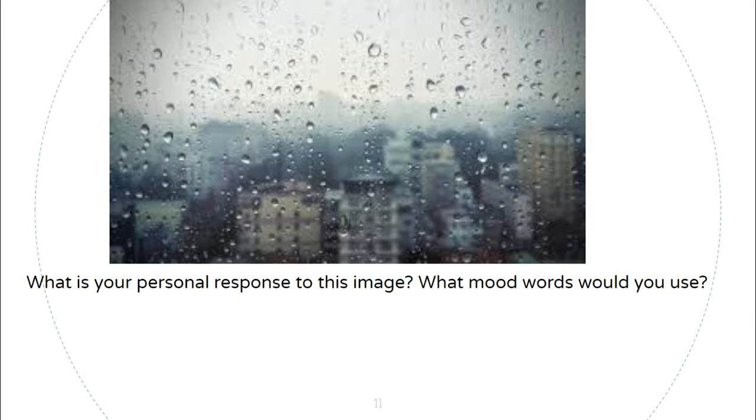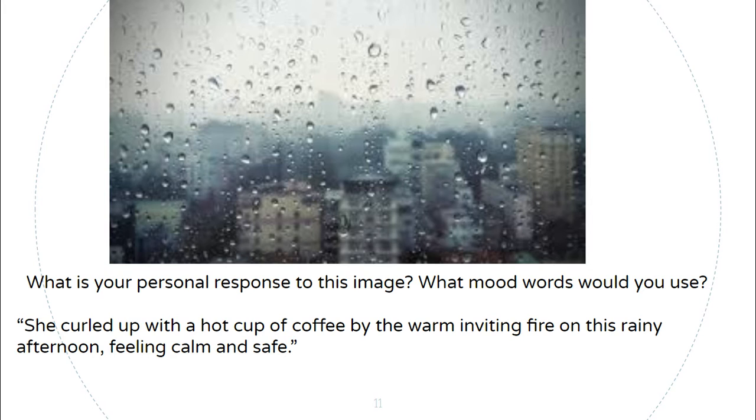So let's give it a try. What is your personal response to this image? What mood words or tone words would you use? So some people might say gloomy or sad or bored. Now we read this text. It says, she curled up with a hot cup of coffee by the warm, inviting fire on this rainy afternoon, feeling calm and safe. That does not match our initial choice of mood words, such as depressing.